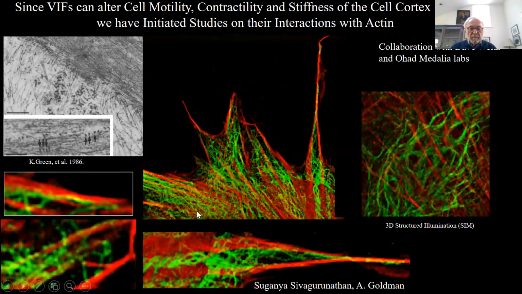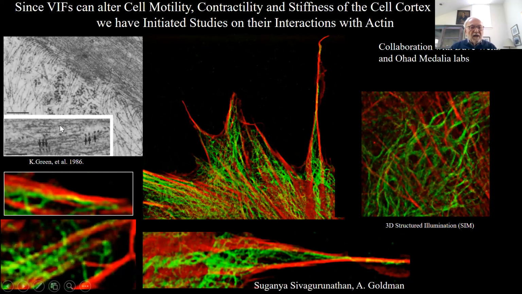Okay. So this led us into looking at the potential interactions between Vimentin and actin at the cell cortex. It's been thought for many years that actin is the major component of the cell cortex, and that the cortex is regulated primarily and almost exclusively by actin, but I'd like to convince you that that's likely not to be the case.